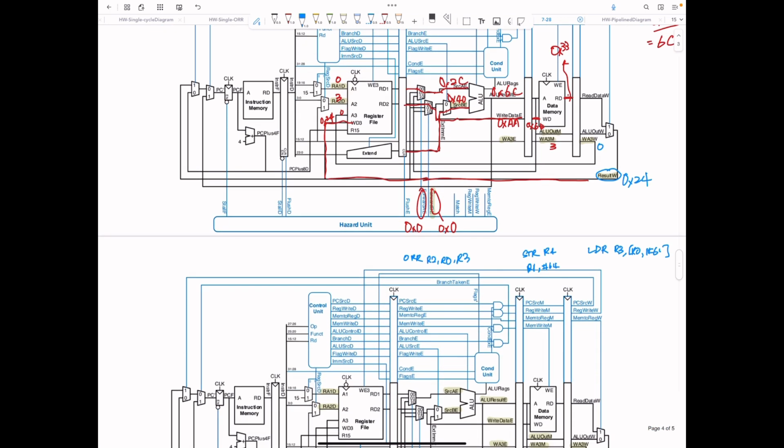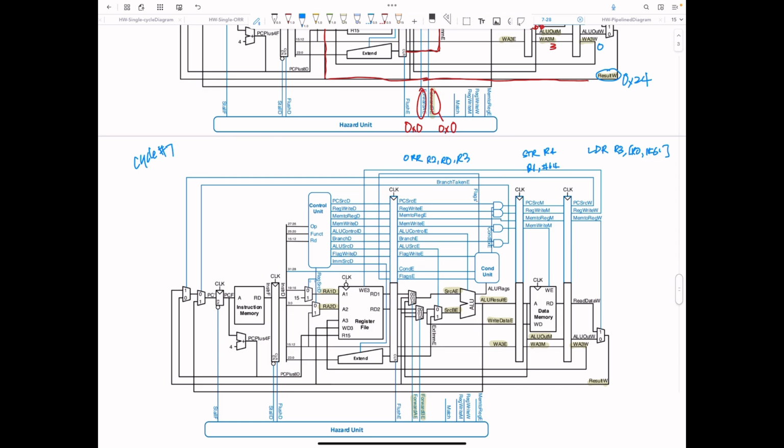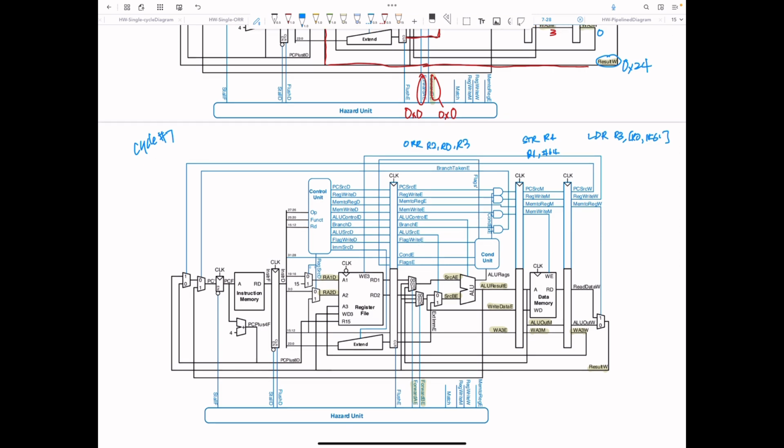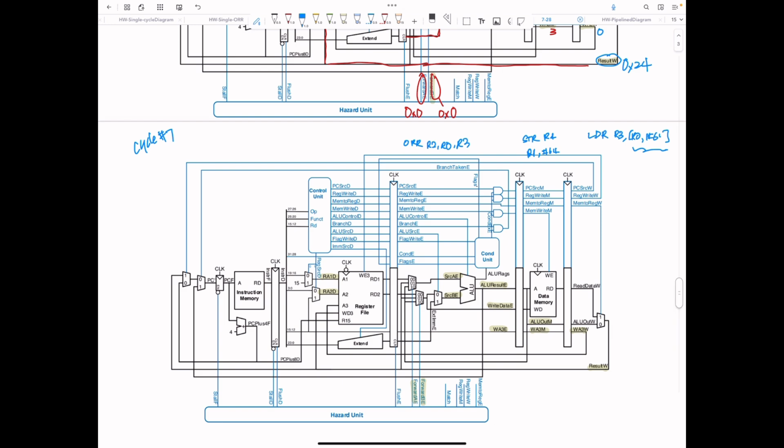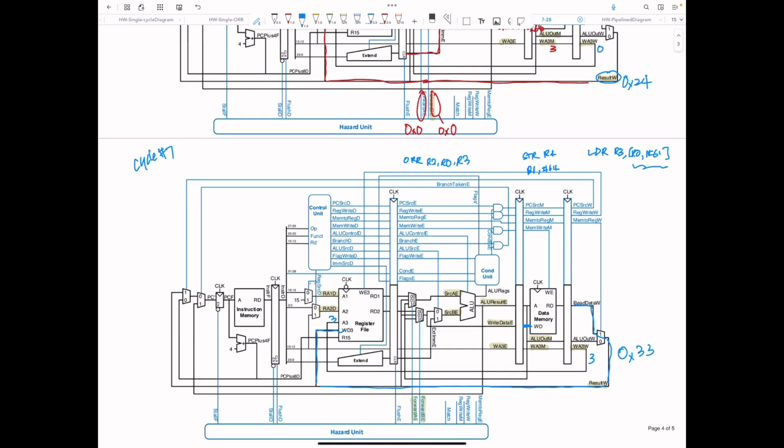Now, cycle number 7. In cycle number 7, LDR is going to be in the final stage, which is the write back. We read the content of memory, so it's going to be 0x33. So that is 33. That's going to go to register 3. For the store instruction, we're going to store the write data, right? What was the value? 0xAA, that's here, and then the memory location right there.